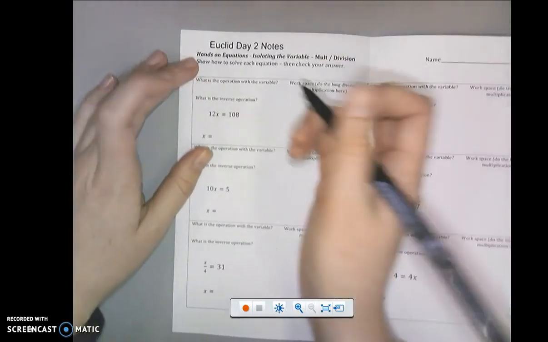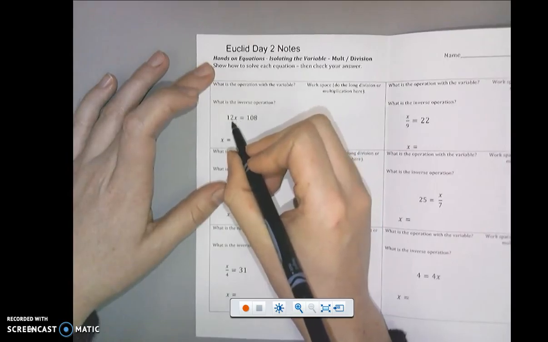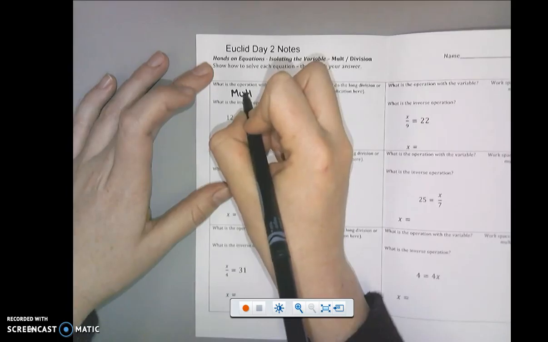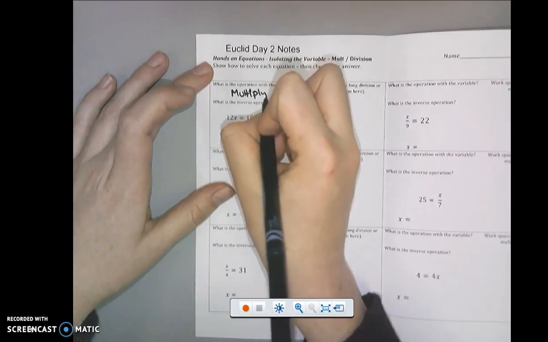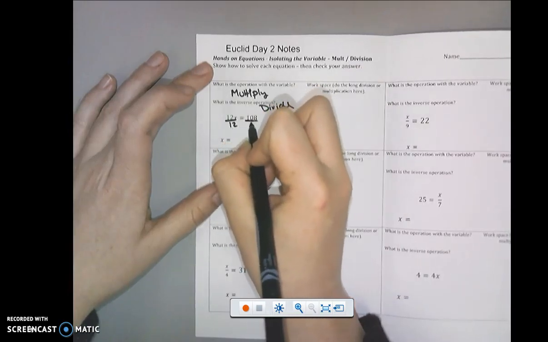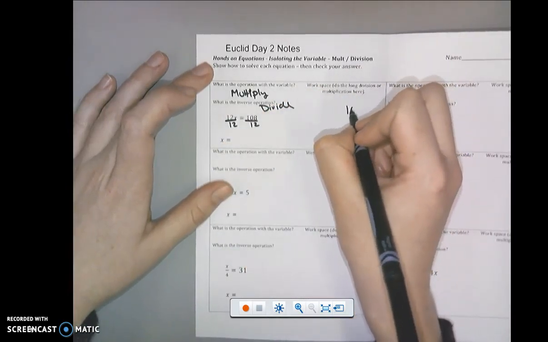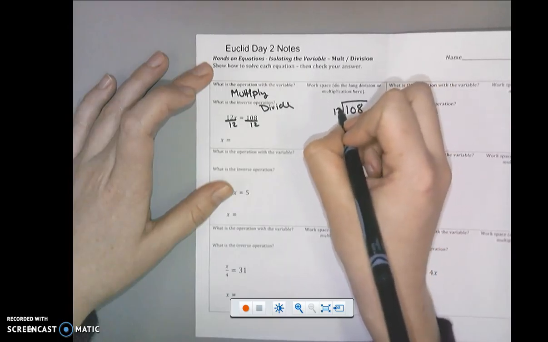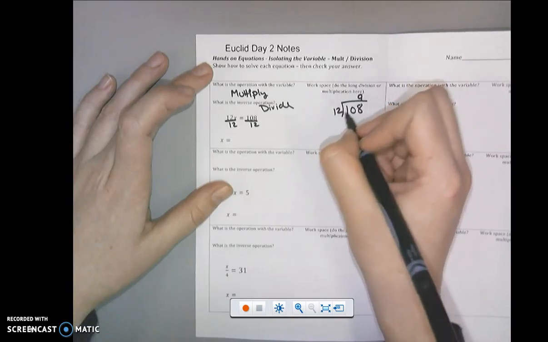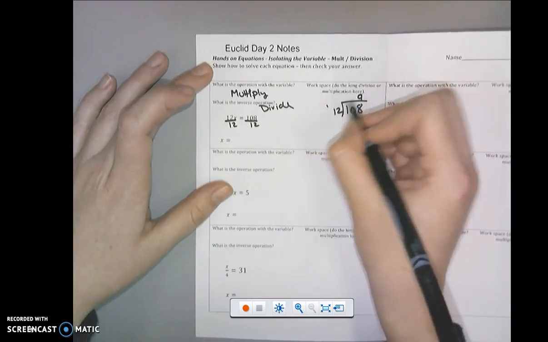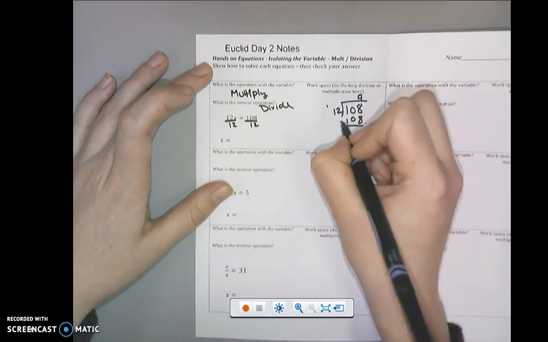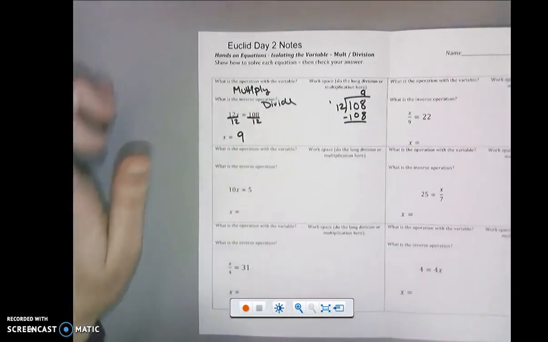All right, so we want to think about the operations that's happening. So 12 and x is multiplying. Multiply, I can spell, and we're going to divide. So we want to divide by 12, and remember we can do our long division over here. 108 divided by 12, and we're going to think about this. Let's try 9. 9 times 2 is 18. Carry the 1. 9 times 1 is 9. Plus 1 is 10. So x is going to equal 9.